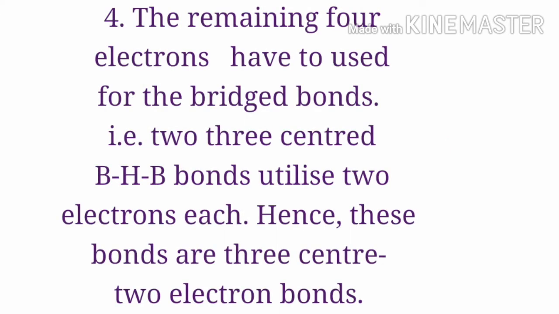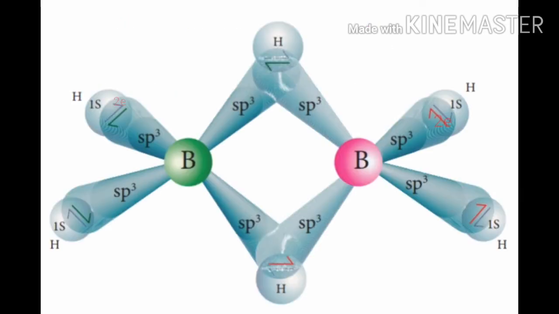Now point number 4. The remaining 4 electrons have to be used for the bridged bonds. See, out of 12 electrons, 8 electrons were used for boron hydrogen bonds. So then there are 4 electrons remaining. So the 2 3-centered boron hydrogen bonds utilize 2 electrons each. Hence these bonds are 3-centered 2 electron bonds. See the structure, you can understand easily.